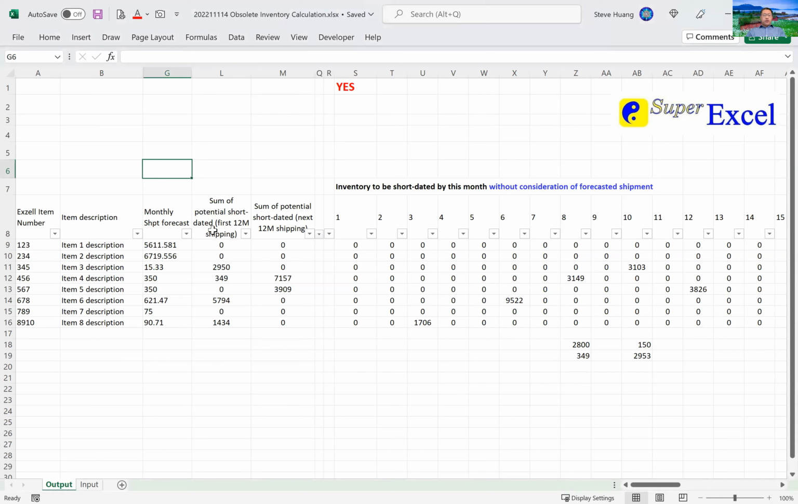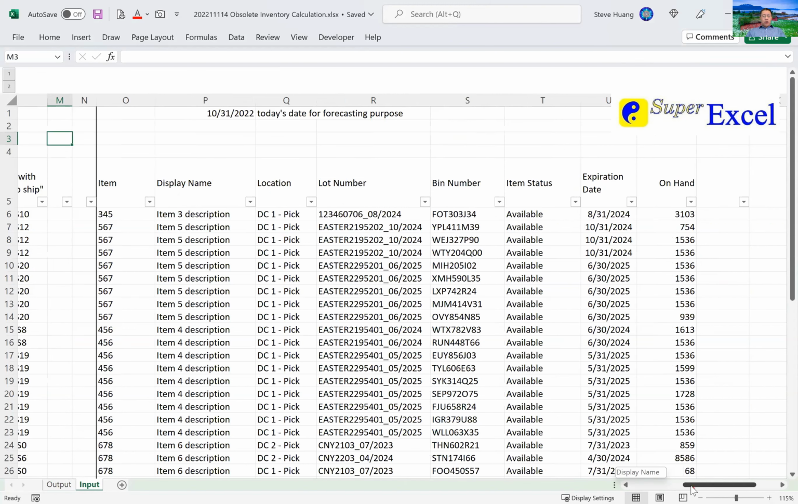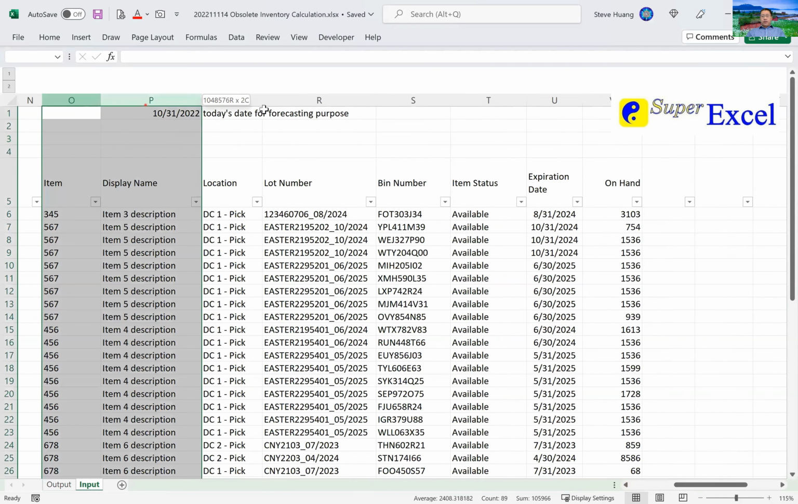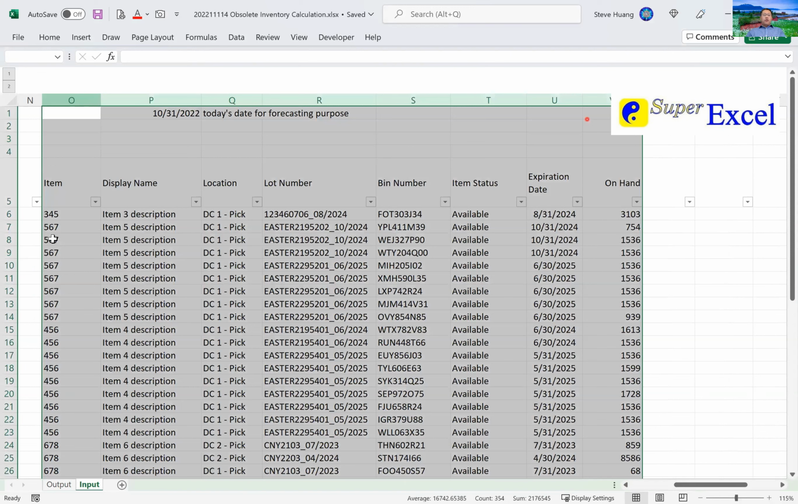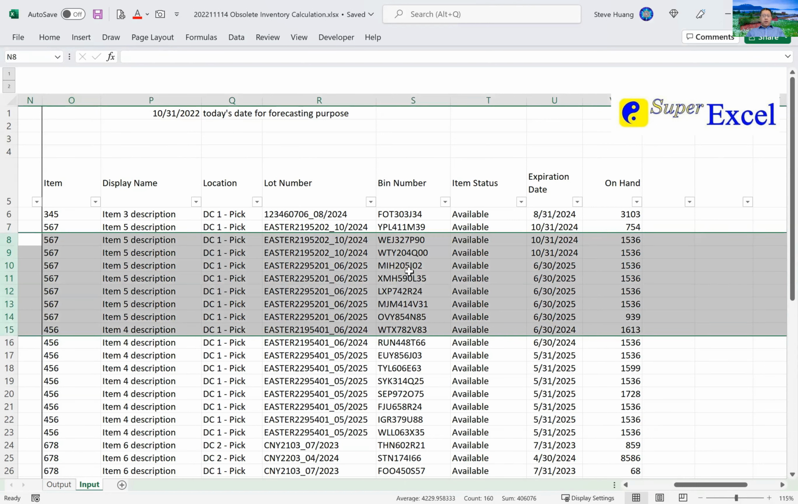This is a file Jennifer shared with me. We have two sheets over here. One is output, one is input. Her original data is basically the column O to column V. This is data exported from her system, which shows for those different items, we have so much inventory on hand. We'll also know when those inventory will be expired. For the same item, you may see we have lots of records that may belong to different lots or different bin number.